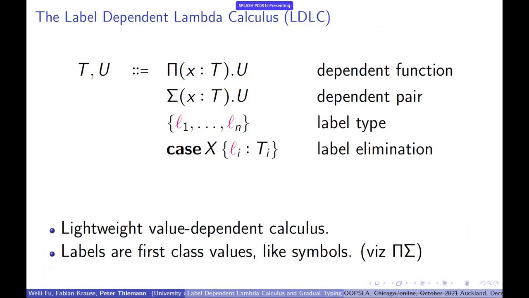So here the X is the expression that you can scrutinize, and then you have cases for as many labels as you wish. And depending on what you're using, that determines the type you can put here, and so on. So labels are first-class values, like symbols.